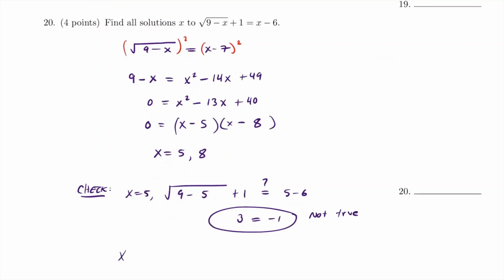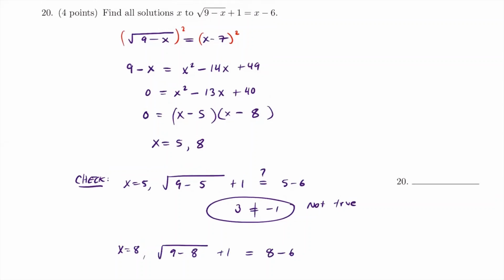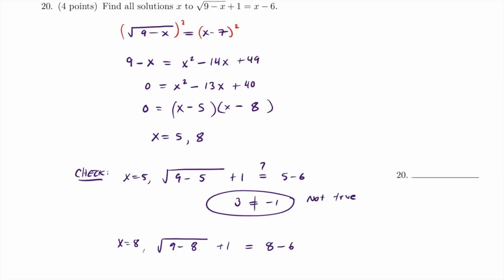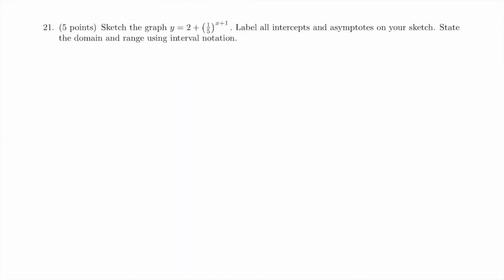Now what about 8? Square root of 9 minus 8 plus 1, is that equal to 8 minus 6? So 9 minus 8, that's 1. Square root of 1 is 1. 1 plus 1, that's 2. Is 2 equal to 8 minus 6? 2. Check. Yes. So the only solution for this equation is x equals 8. So you do have to be careful and check your answer if you have an equation that involves square roots.